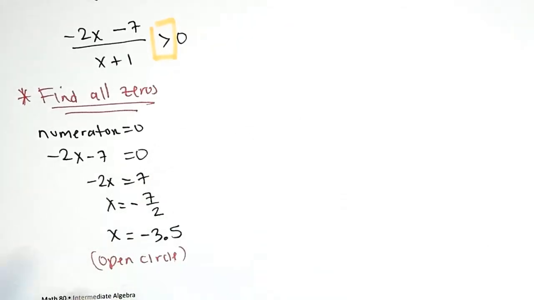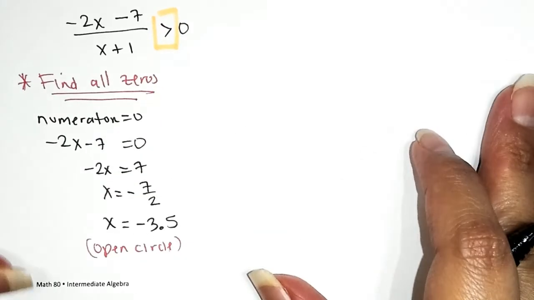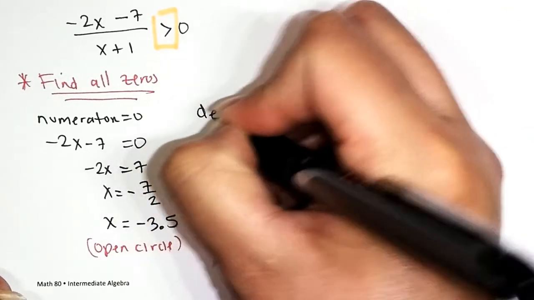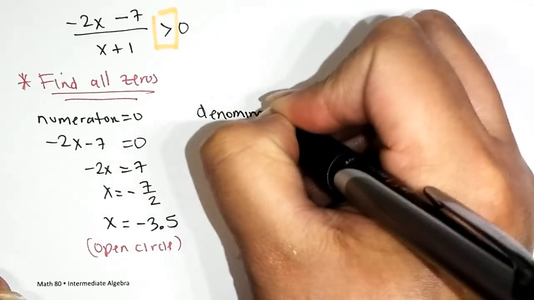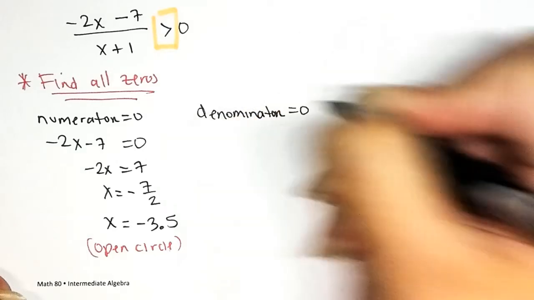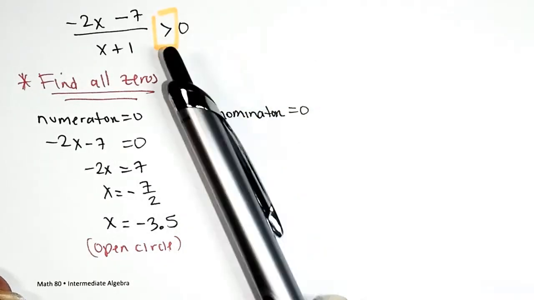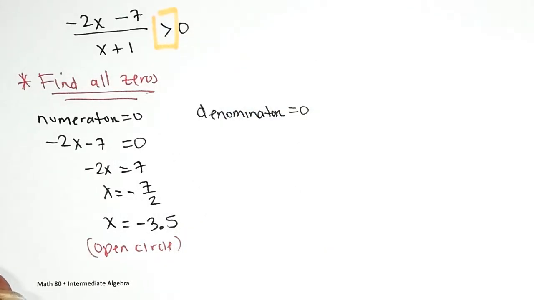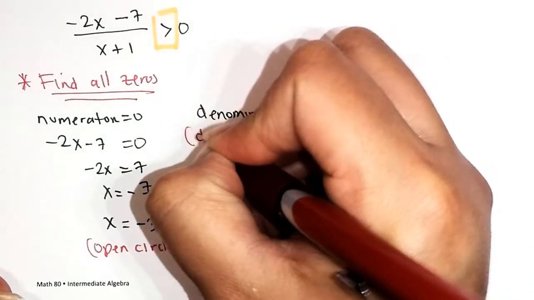Okay, so 1 zero down, one more zero to go. So now I want to know what makes the denominator equal to 0. What makes the denominator a 0? And in this case, no matter what that inequality states, the denominator can't equal 0.